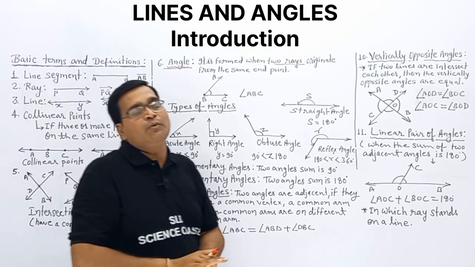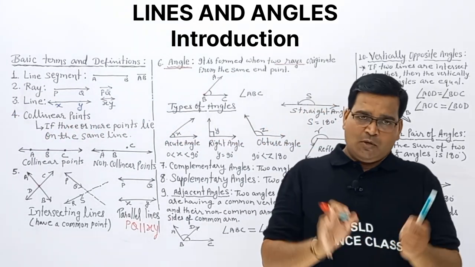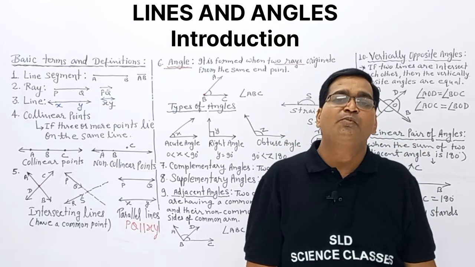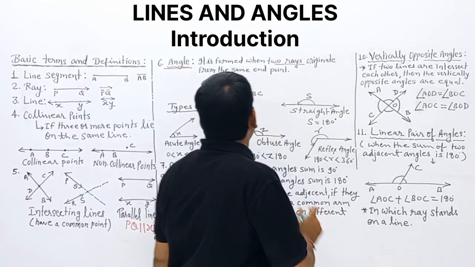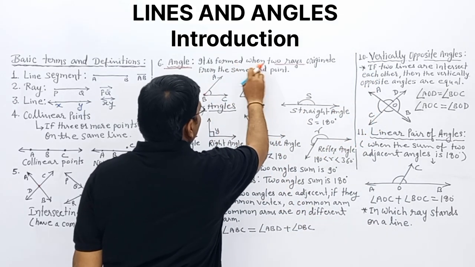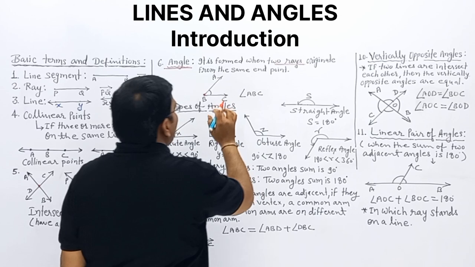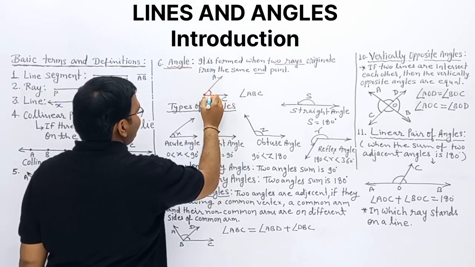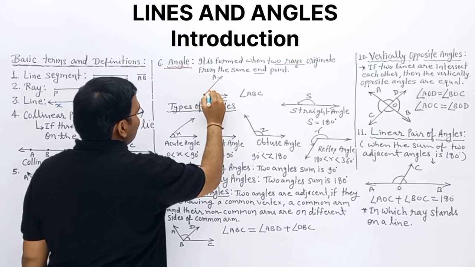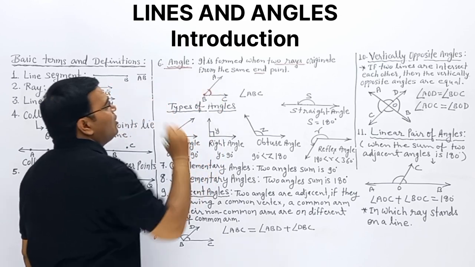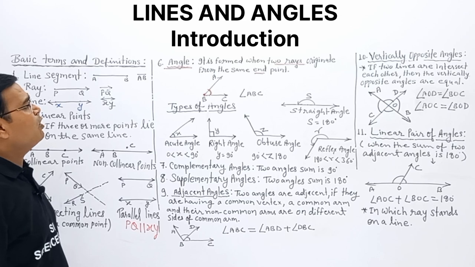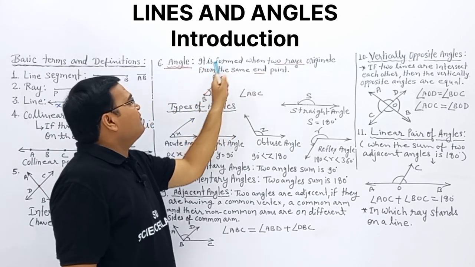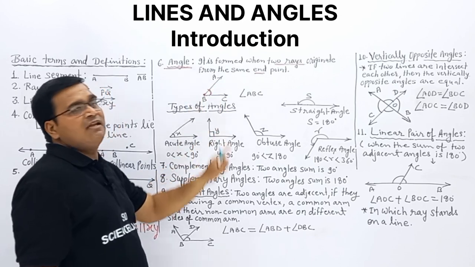If two rays originate from the same point, the same end point, then they are making an angle. This ray and this ray have the same end point, so both rays are making an angle. Clear? So what can we say, angle is what? When two rays originate from the same end point, we get an angle.